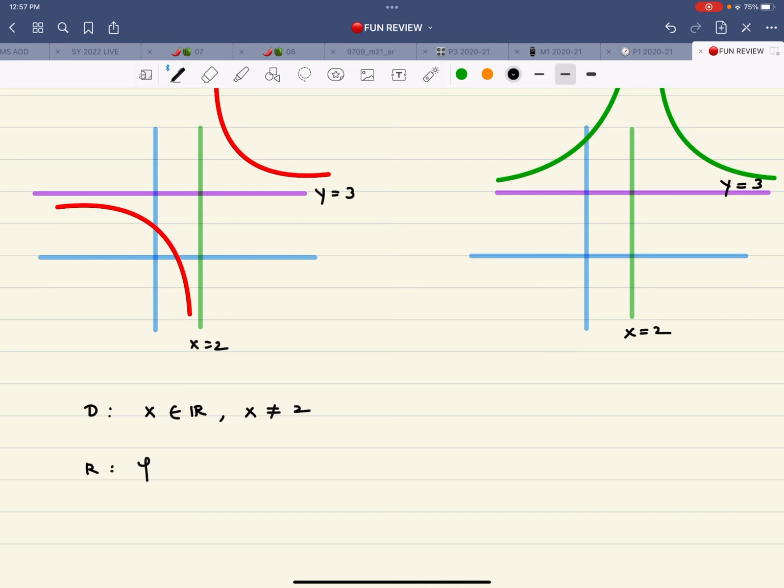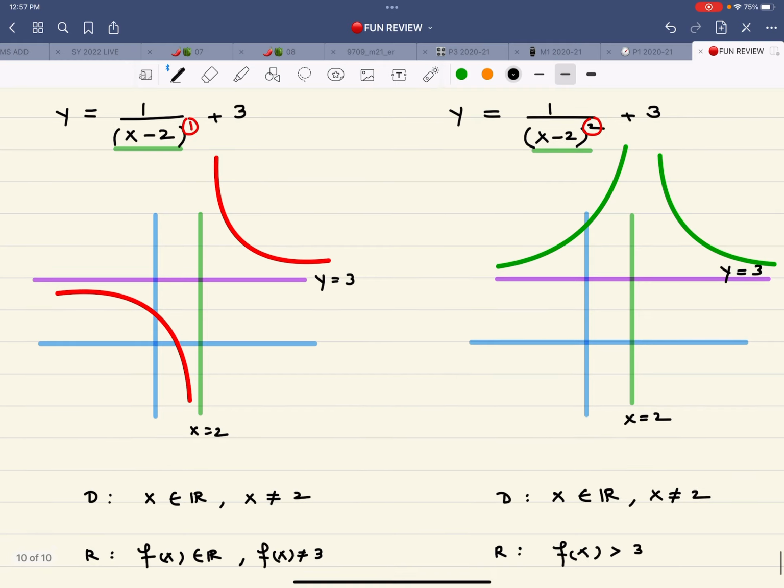x is an element of real numbers, but f(x) does not equal 3. On the right side, domain, x is an element of real numbers, x does not equal 2. What is the range? Greater than 3. If x is greater than 3, it does not include 3.